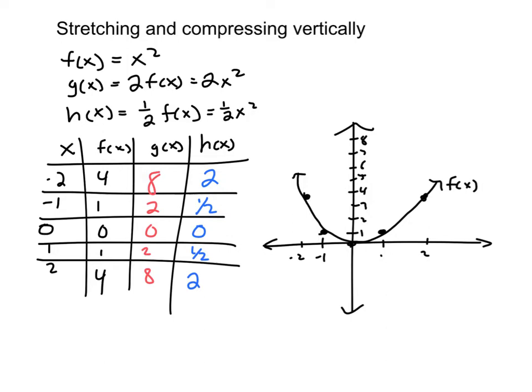Let's graph g of x first. So I have -2 and then 8. I have -1 and 2, and 0 and 0, 1 and 2, 2 and 8. Okay, so this is what g of x looks like.